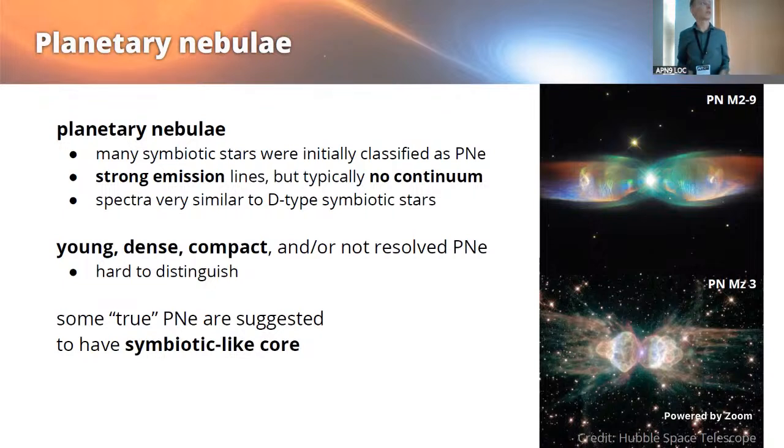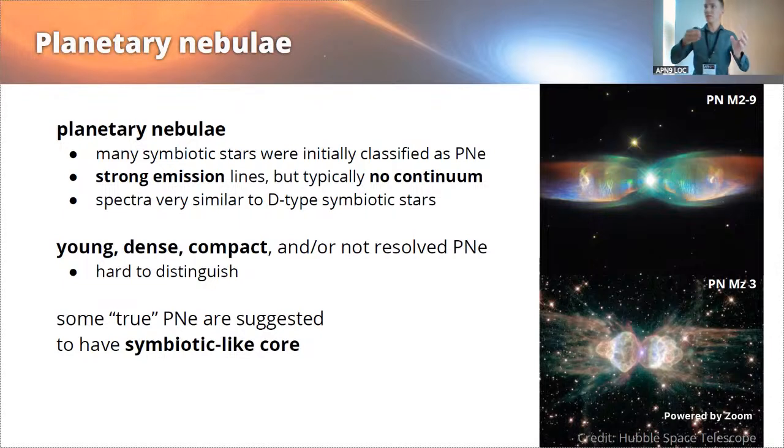Because planetary nebulae, as we know, have strong emission lines, and as you saw on my slide at the beginning, their spectra can be very similar to these dusty type symbiotic stars. And actually, if you have a young, dense, compact, and unresolved planetary nebula, it can be very difficult to distinguish, even with nice spectroscopic follow-up. And also, some true planetary nebulae are suggested to have symbiotic cores, and these are two examples where it's not visible because of the dust, but there are works suggesting that inside there somewhere you have a symbiotic star.